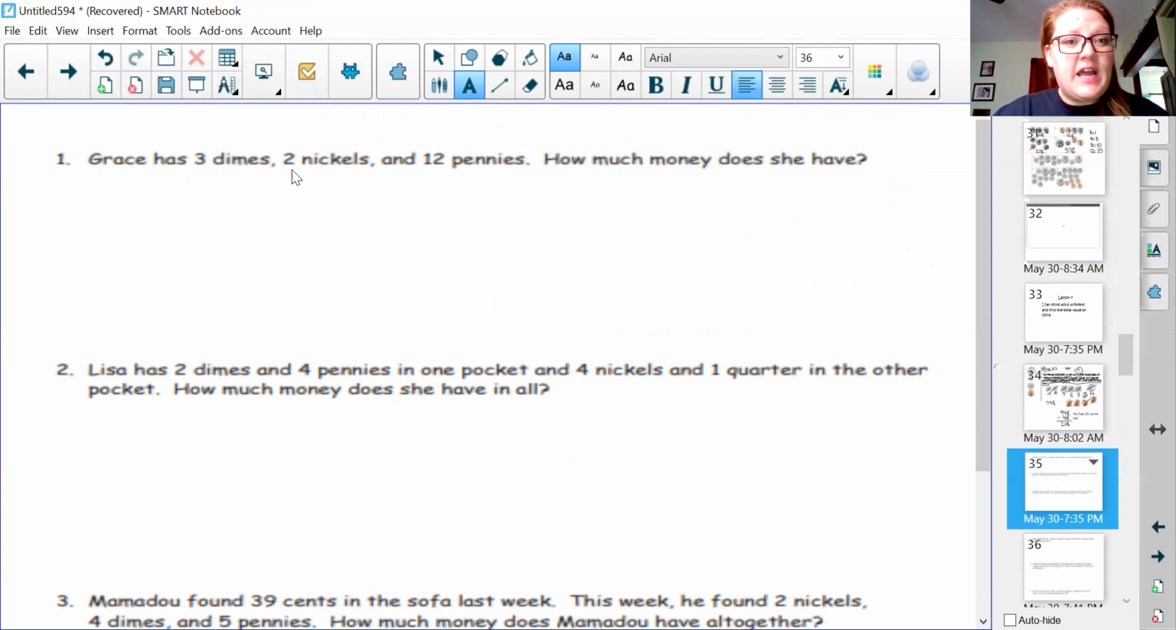Grace has 3 dimes, 2 nickels, and 12 pennies. How much money does she have? All you have to do right here is draw it out, draw your dimes, draw your nickels, draw your pennies, and then tell how much she has.